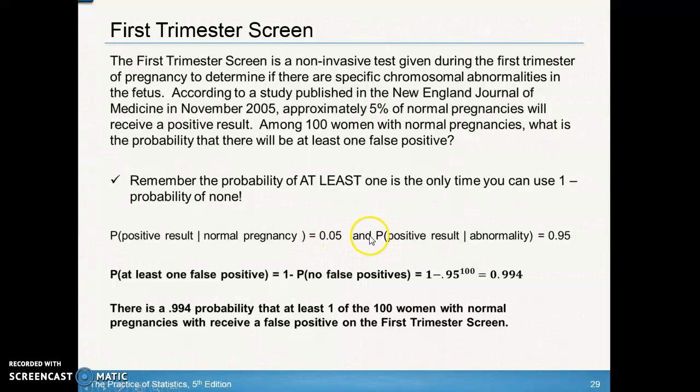Okay? Now, we can find the other probability. So 5% of the time you're going to get a positive with a normal pregnancy. What's the other 95% represent? The other 95% of positives are going to be if there was actually an abnormality. So you want to figure out both of those probabilities. So getting a positive when it's normal is 5%. Getting a positive and it's abnormal is 95% of the time. So you have 5% of the time where it's incorrect, basically, and 95% of the time that it is correct.